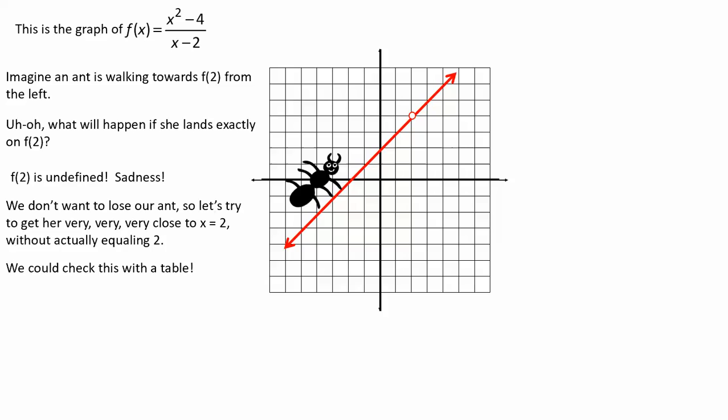So imagine we have that f of x function graphed. Now, look at what's going to happen if we evaluate f of 2. If you put 2 in for x, you're going to end up divided by 0. We can't do that. So if our aunt is trying to walk to the point where x equals 2, she can't get there. However, she can get really close to that point, so we could predict what it's going to be. That's a limit. And we can go ahead and check this with a table.